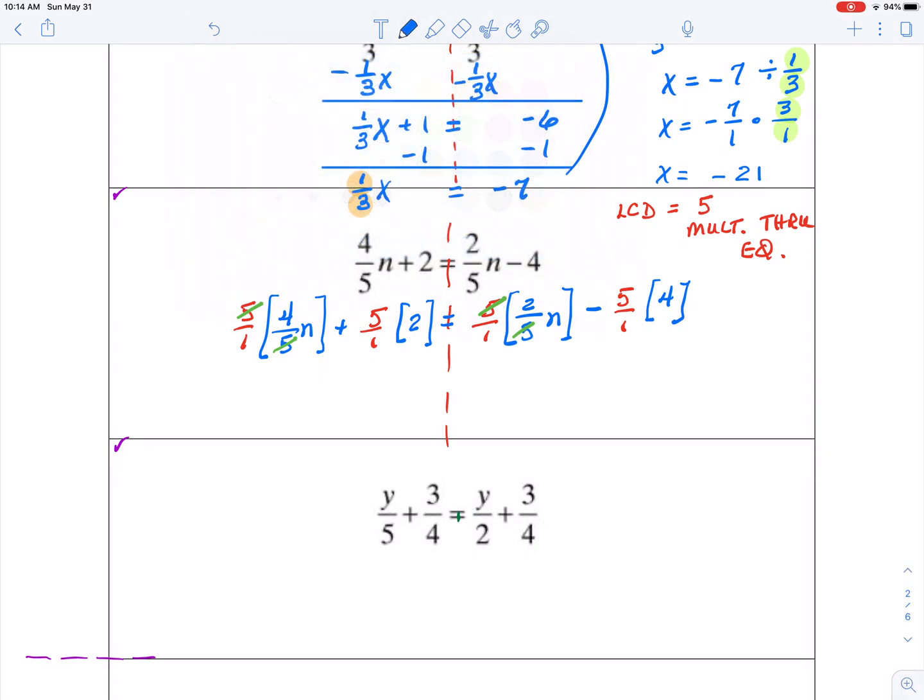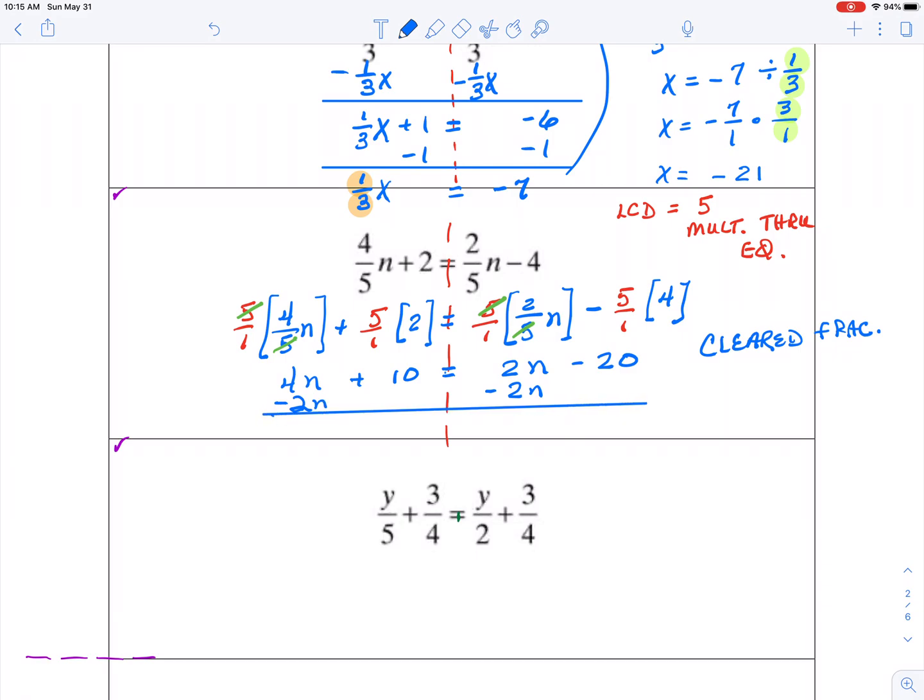And so when I look at what I have standing here, this is a 4n. 5 times 2 is 10. The 5 has canceled out there, so this is a 2n. And -5 times +4 is -20. So you can see that I have cleared the fractions. So again, this is another way to handle this. So now I have 2 terms that are variable terms scattered about here, one on the left and one on the right. So let me take care of that. Oh my goodness, that's a messy line, isn't it?